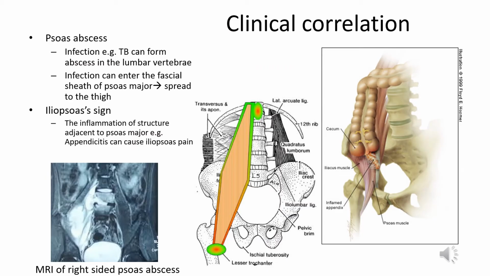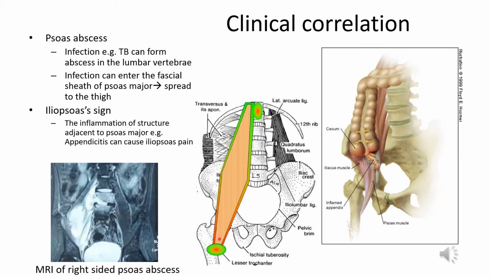Infections such as tuberculosis can form abscess in the lumbar vertebrae and can enter the fascial sheath of psoas major and spread to the thigh. Psoas or iliopsoas abscess is a collection of pus in the iliopsoas muscle compartment.